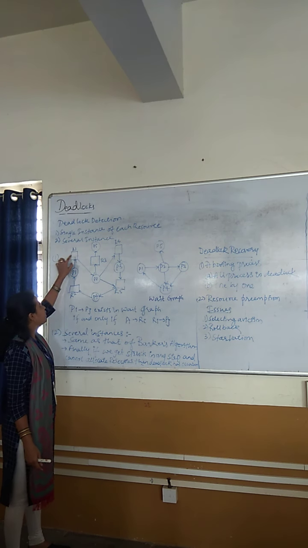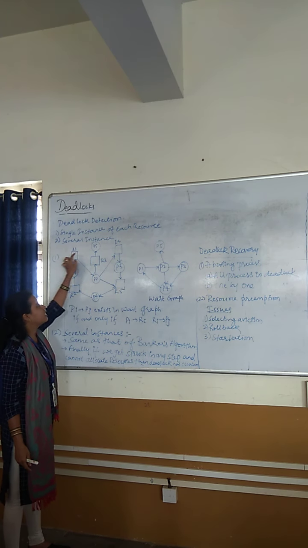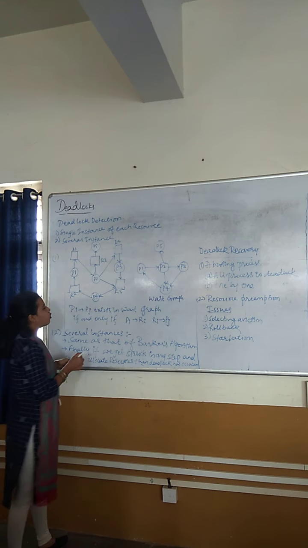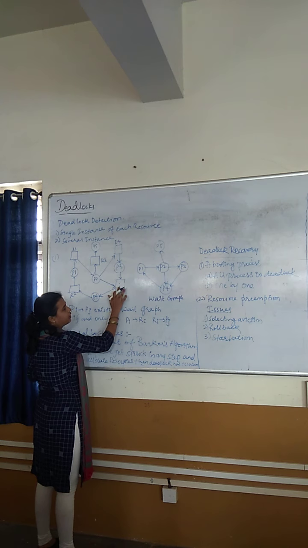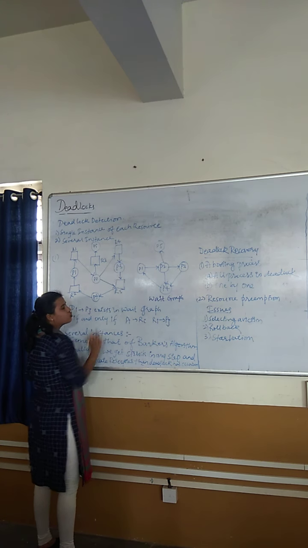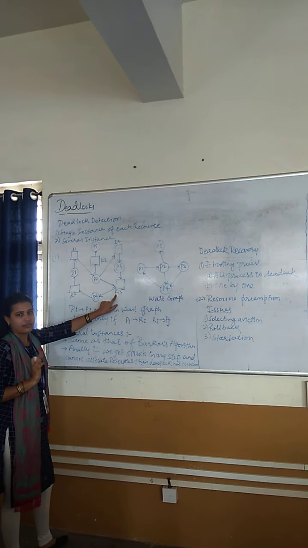Now you can see there is only one instance. There are no dots inside the resource here. Dots would mean multiple instances; if I had two dots, it would mean two instances of R5. But I don't have anything here, so it means one instance of R5 is present.